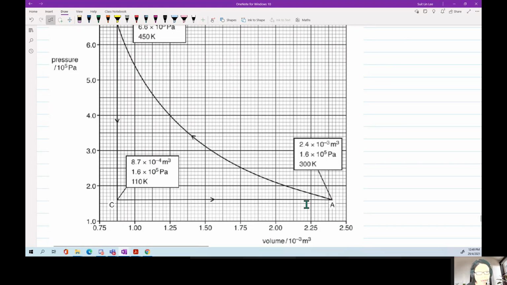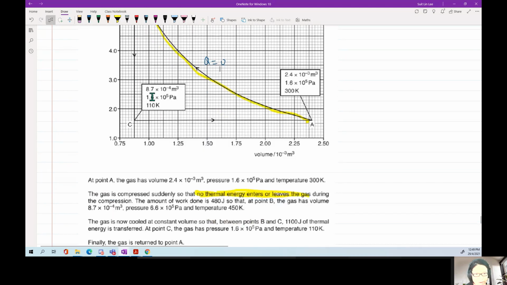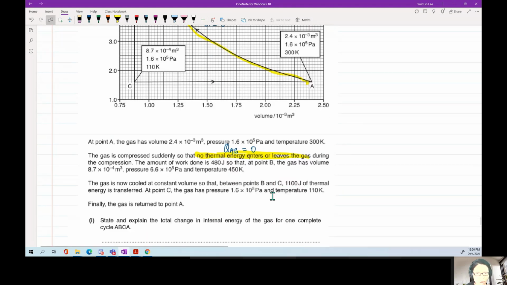Yes. So when you go from A to B, let me zoom out a bit so we can see the whole thing. A to B is here, all the way up the curve, like that. This is A to B. So in this A to B, this yellow curve, your Q is 0. We compress the gas without removing heat or adding heat. No thermal energy enters or leaves the gas during the compression. So I'm going to write here Q_AB is 0. The amount of work done is 480 joule.